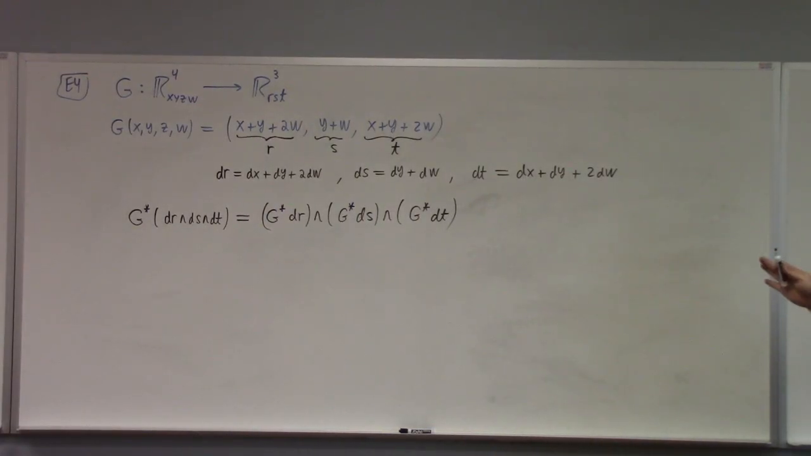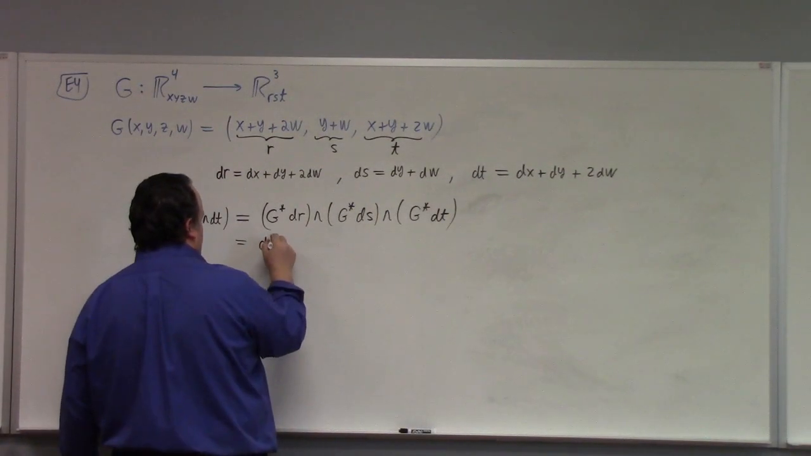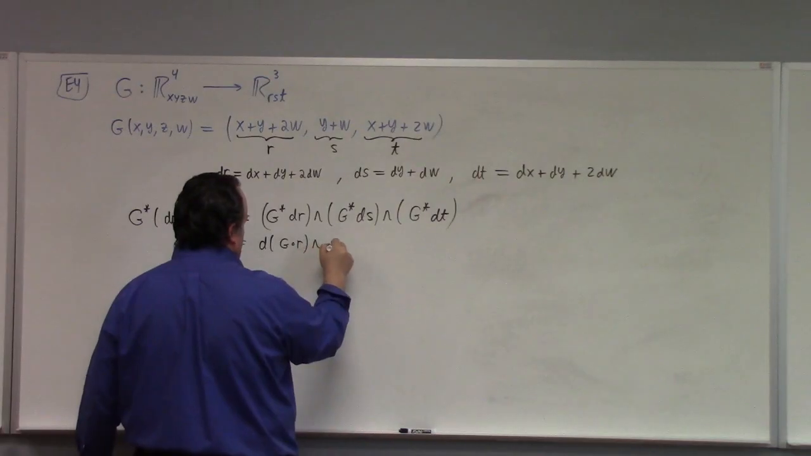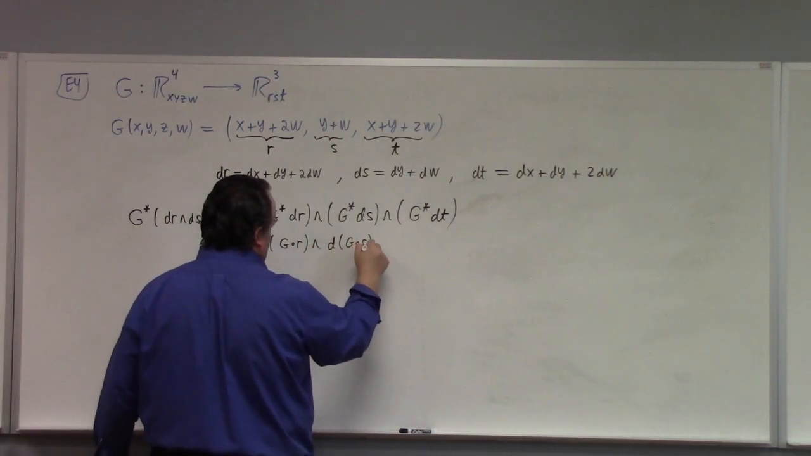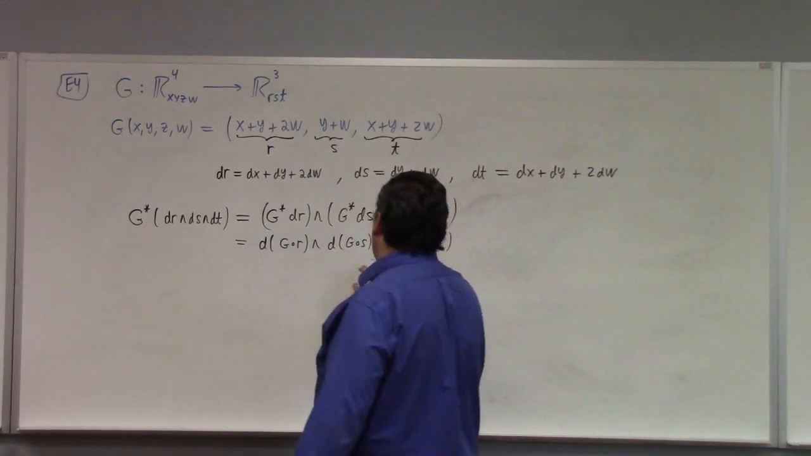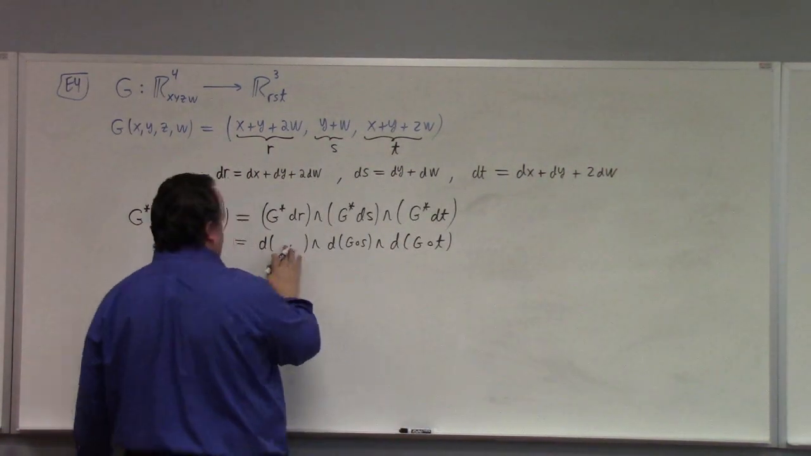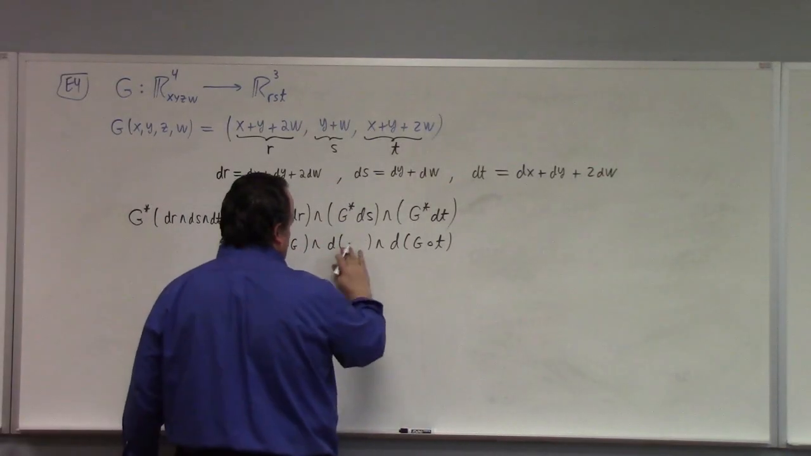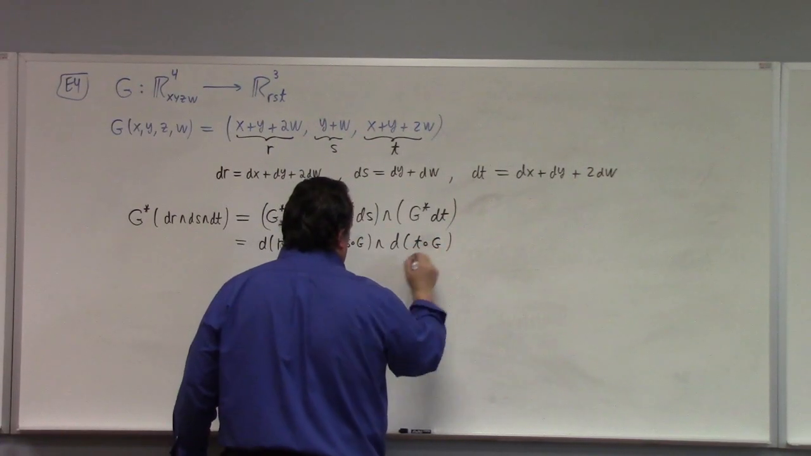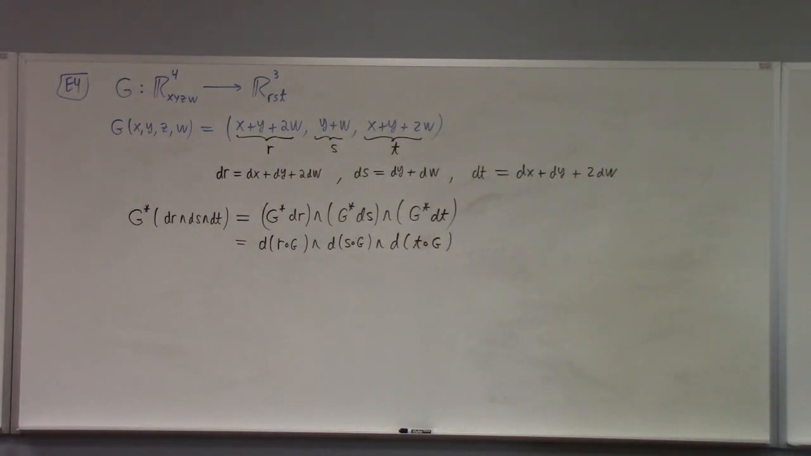Pullback means, at this level, simply the differential of G composed with R, wedged with the differential of G composed with S, wedged with the differential of G composed with T. I have to do it the other way around: R composed with G, S composed with G, and T composed with G, which is just a fancy way of saying the first, second, and third component functions of G.